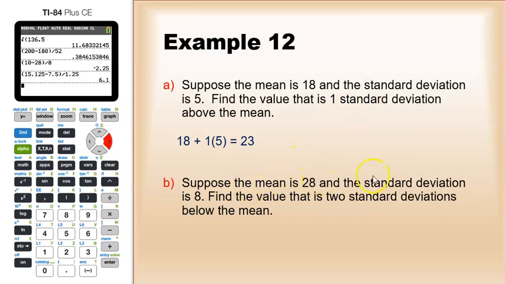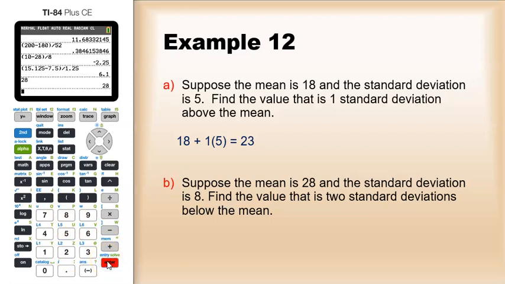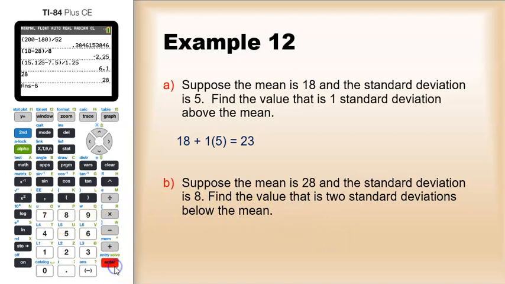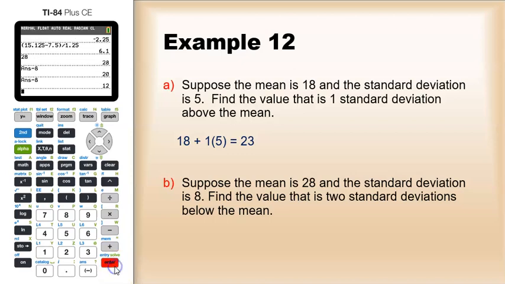Suppose the mean is 28 and the standard deviation is 8. Find the value that is 2 standard deviations below the mean. Let's try this. I start off with a mean of 28. I want to be 2 standard deviations below the mean, so if I subtract 1 standard deviation, that puts me at 20. I subtract another standard deviation, I'm at 12. So the value must have been 28 minus 2 times 8, or 12.